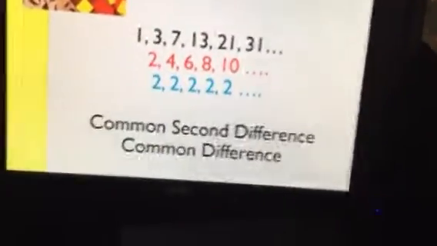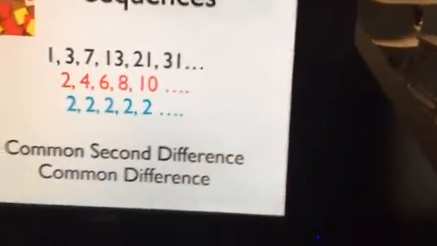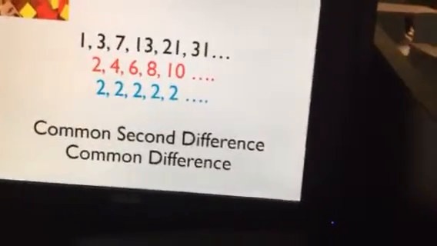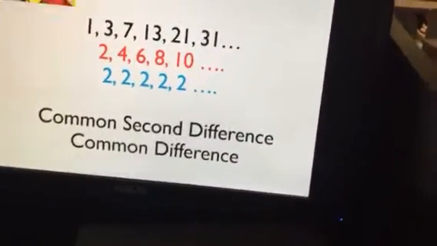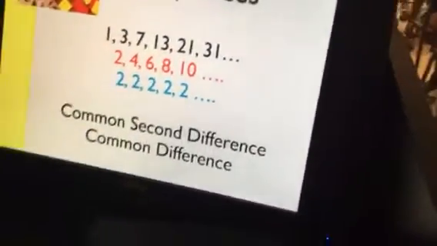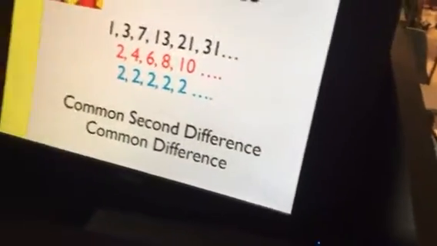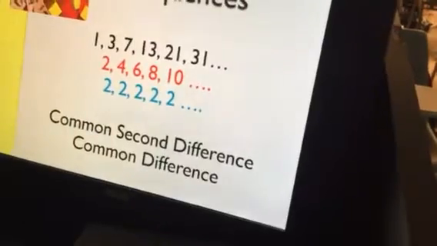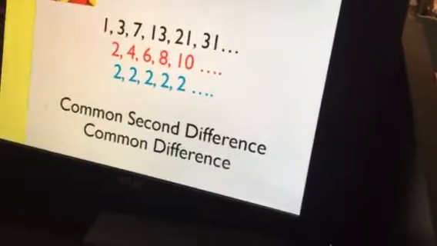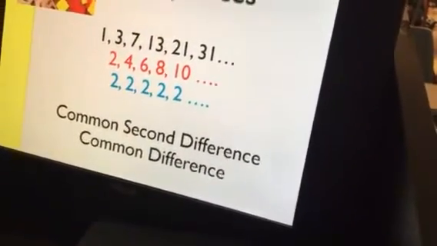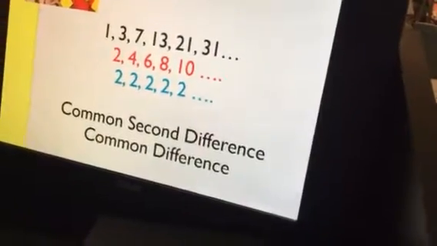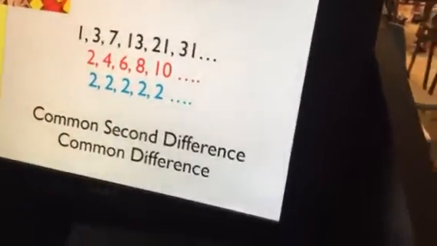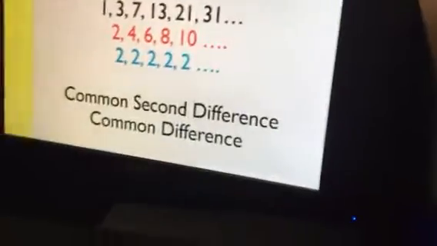Okay, so for this problem, we've been looking at it, calling it common second difference. And it's also a common difference. Common difference is kind of a broad category that a lot of them will fit into. Common second difference gives you a lot more information, that you went to the second level of subtraction until you got all the same numbers. So I'm going to write some of that on my paper.